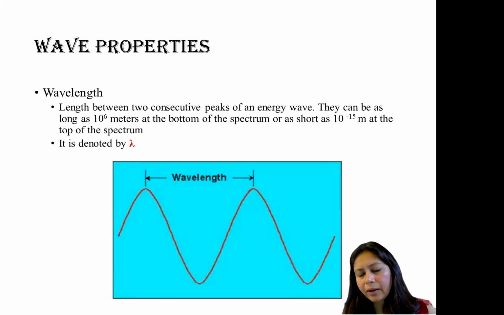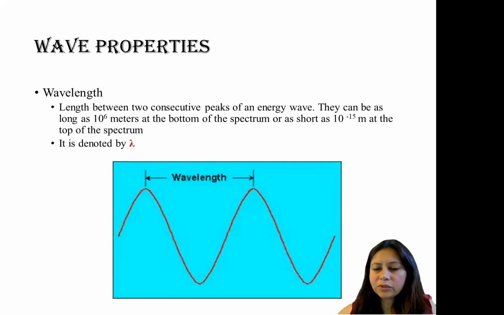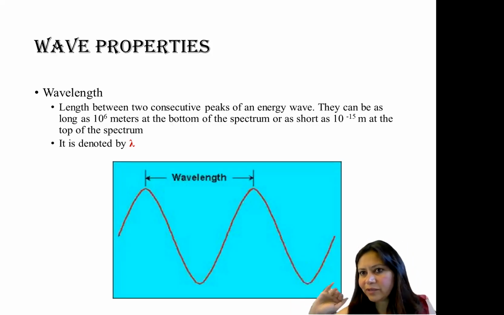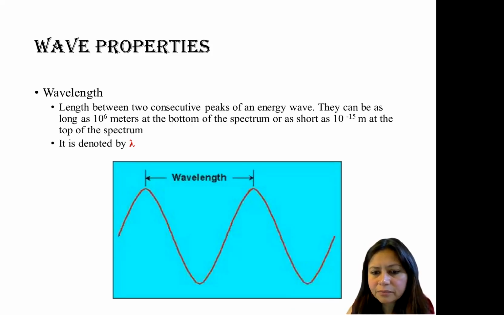So in my opinion, any two consecutive points on a wave give a wavelength. From a peak to a peak is easy to measure. From a trough to a trough is also a wavelength. So between two consecutive peaks of an energy wave, as I said, radio waves have a longer wavelength. As we go down that spectrum, as you're moving to the left of the lane, the wavelength gets shorter and shorter.